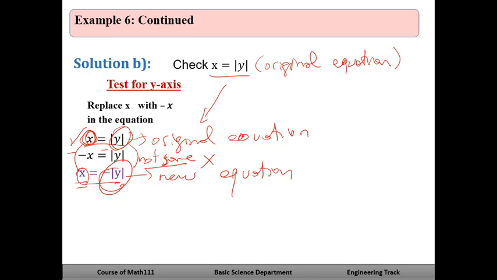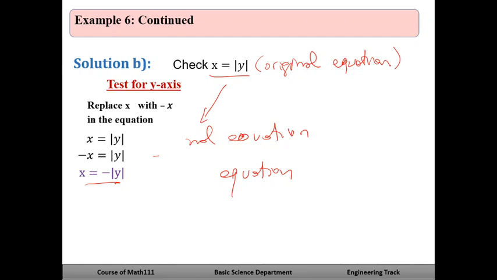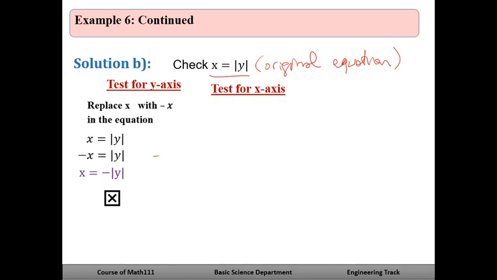So we say they are not equivalent. So the test fails for the y-axis. Now for the x-axis, we replace y with minus y. So here you replace y with minus y. So this is the new equation now.